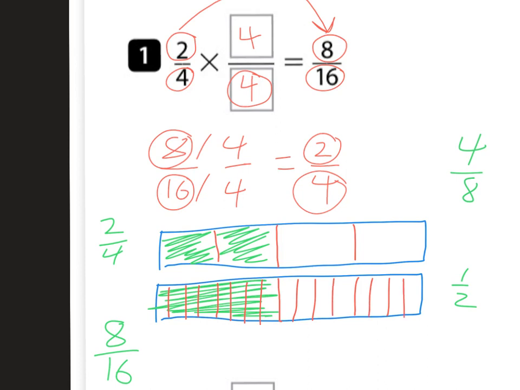Let's count them out. 1, 2, 3, 4, 5, 6, 7, 8. So 8 are shaded in, that's my numerator. And then 9, 10, 11, 12, 13, 14, 15, 16. We have a total of 16. So 8/16 is equivalent to 2/4, which is also equivalent to 1/2, which is also equivalent to 4/8.